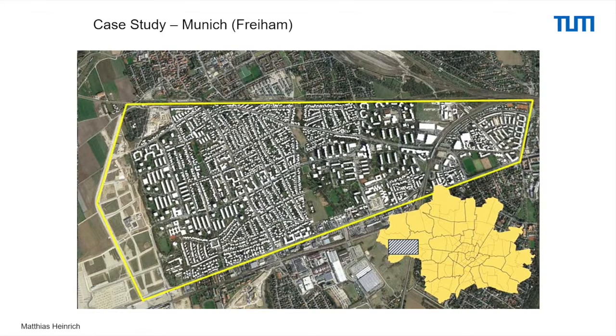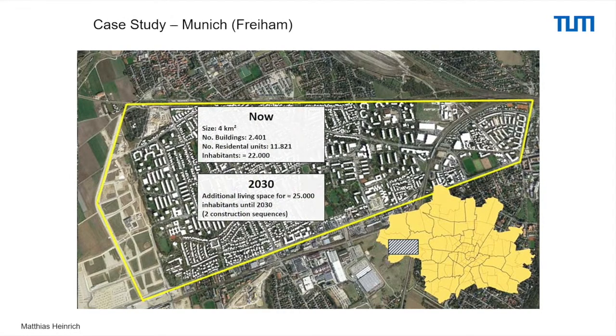As far as the case study is concerned, we looked at one of the slices of Munich. Here's a district in the western part of Munich. And you can see here around 2,500 buildings with currently 22,000 inhabitants. And until 2030, additional living space for another 25,000 people is to be built. So you need infrastructure, you need housing and so forth.